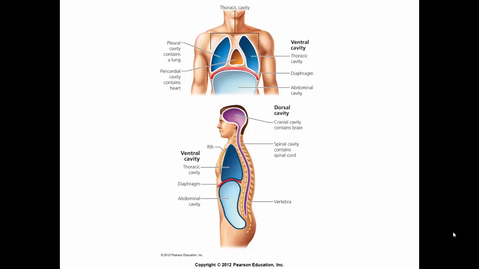So this shows the ventral cavity, the thoracic cavity containing the lungs, and your muscle, the diaphragm, that separates these two cavities, and the pericardial cavity located there in the center on the top image, which contains the heart. The ventral cavity, again, shows you the image of the thoracic cavity, the diaphragm separating the thoracic from the abdominal cavity.